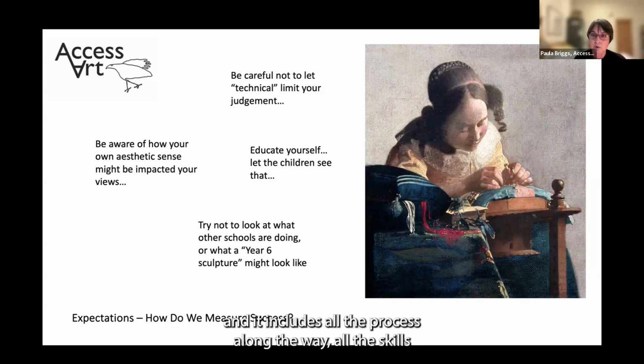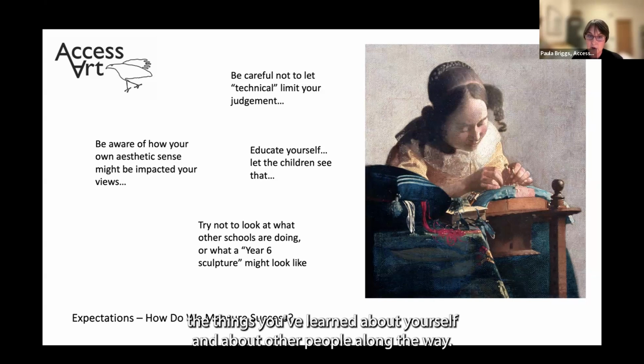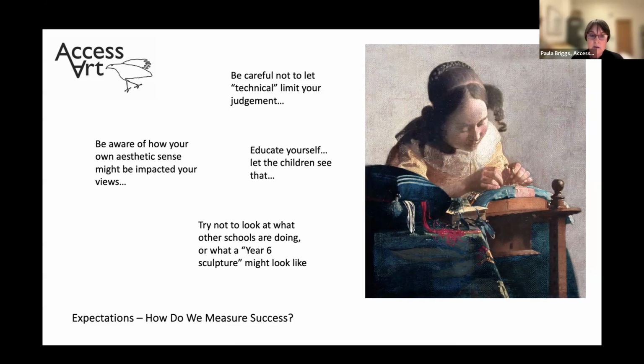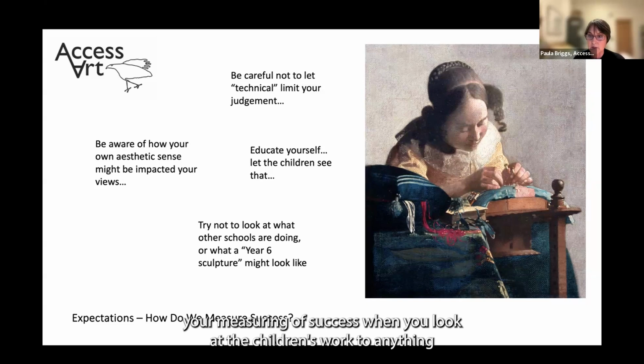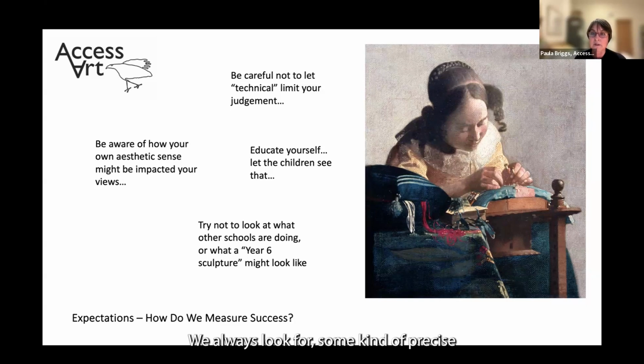And it includes all the process along the way, all the skills you've gained, all the different ways you've had to be, the things you've learned about yourself and about other people along the way. If you don't have that experience, I think the guidance would be, don't limit your measuring of success when you look at the children's work to anything too technical. I think that's where we go when we're less confident. We always look for some kind of precise or perfect outcome and technical progression. But art is about so much more than that. So don't limit it to technical.